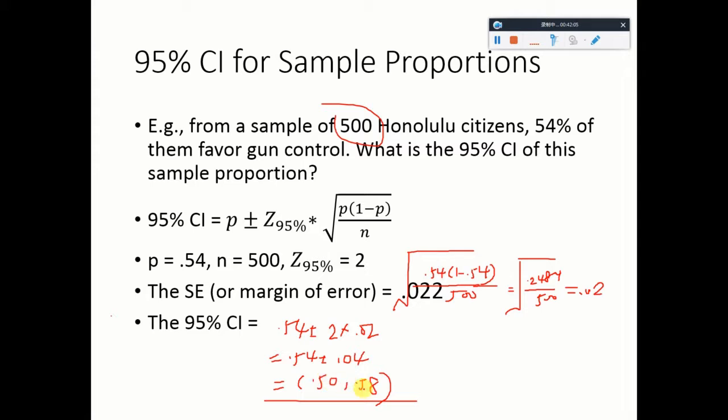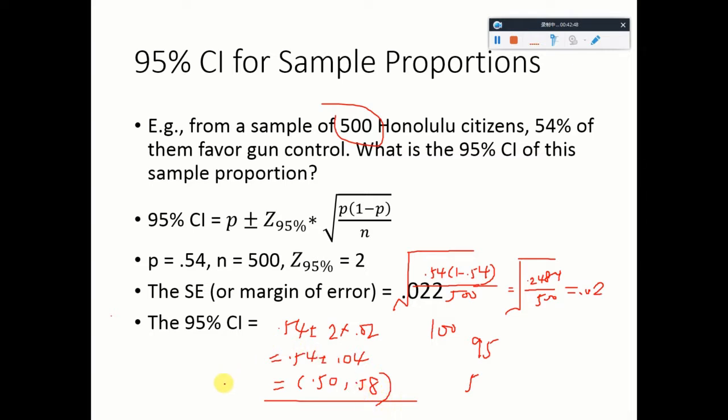And we're 95% confident that the true population proportion will be within this interval. That means, if we draw 100 samples from the population, there will be exactly 95 samples that will yield a proportion that's between 0.50 and 0.58. There will be about 5 samples that will yield a proportion that's either smaller than 0.50 or larger than 0.58.